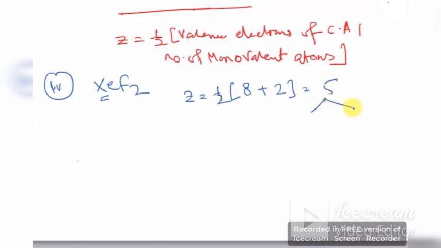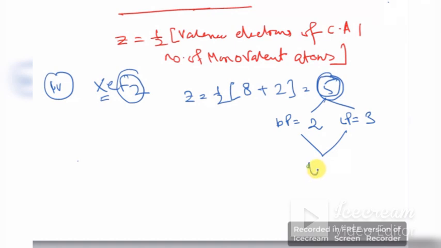Now see the bond pairs and lone pairs. How many bond pairs? See how many atoms are bonded. 2 fluorine atoms are bonded, so bond pairs will be 2. And how can we find the value of lone pairs? Lone pairs will be the total value of Z minus the 2 bond pairs, so the remaining 3 electron pairs will be lone pairs. So 2 bond pairs and 3 lone pairs, and the shape will be linear. Linear shape. Now how can we draw it? So just see.